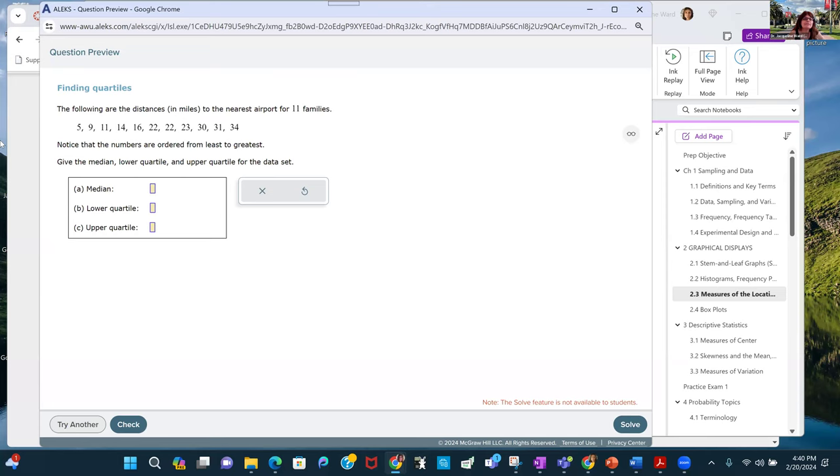All right, so here you have 11 families. So one, two, three, four, five. One, two, three, four, five. This is the median here at 22. And then for the lower quartile, it's the middle of the lower half. So it's 11, and the upper quartile, it's the middle of the upper half.